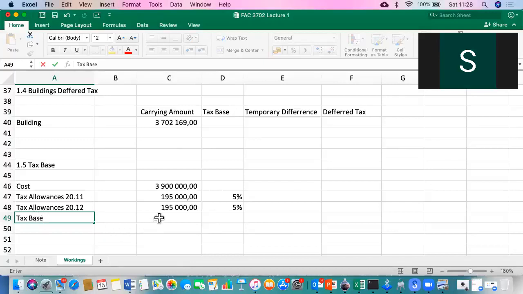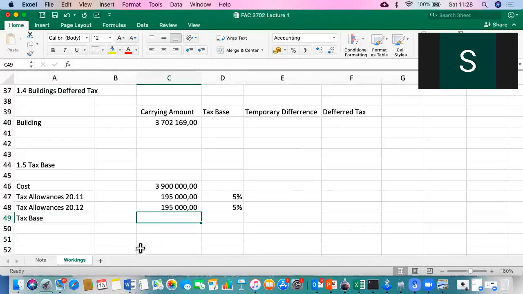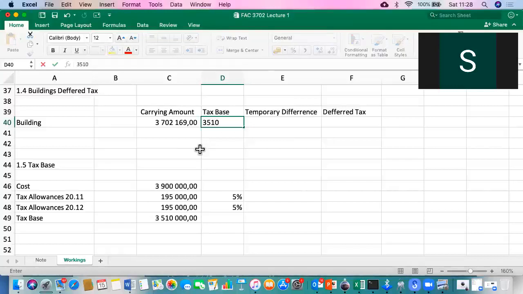Our tax base, and we'll pause as soon as I've done this part. Our tax base is the 3.9 million minus our tax allowances, which is 195,000 for the prior year, and minus 195,000 for the current year. Okay, and my tax base becomes, so it's 3.9 minus that gives me 3,510,123.